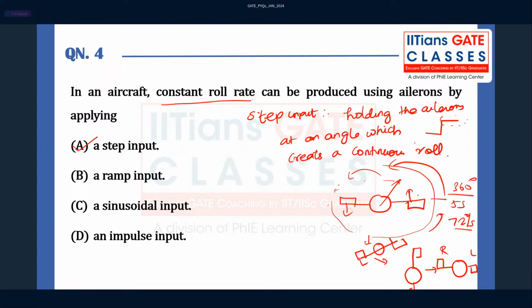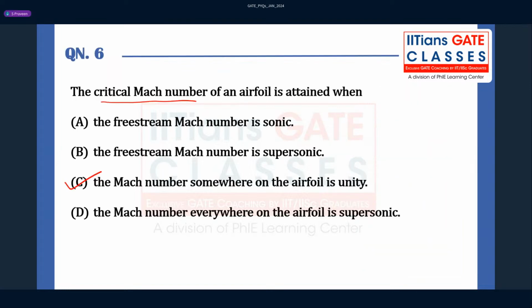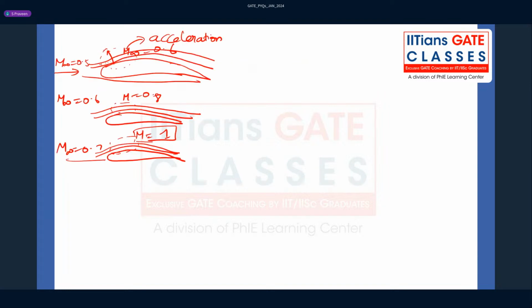Okay. Let me go to the next question. So this is what I explained: the critical Mach number, the Mach number somewhere on the airfoil is unity. For more details, please refer to the JDA book.